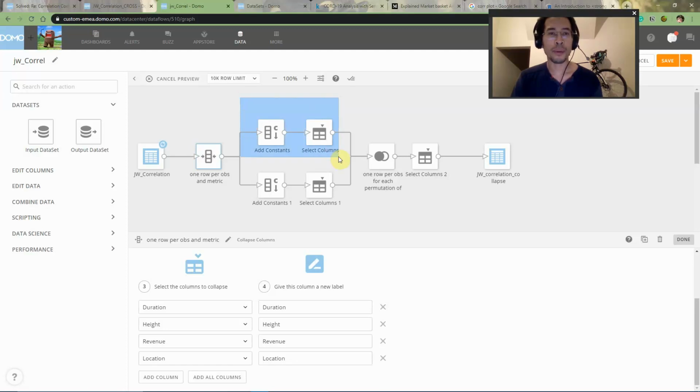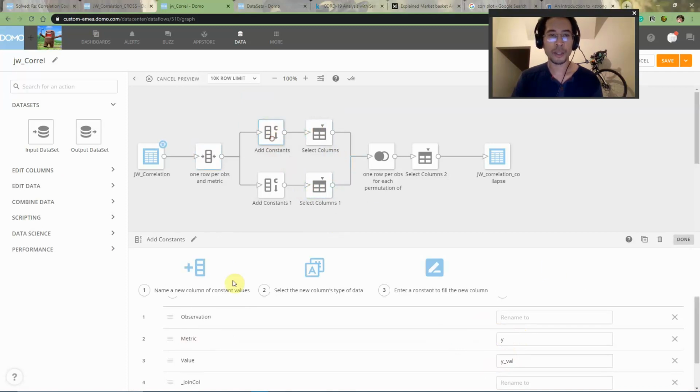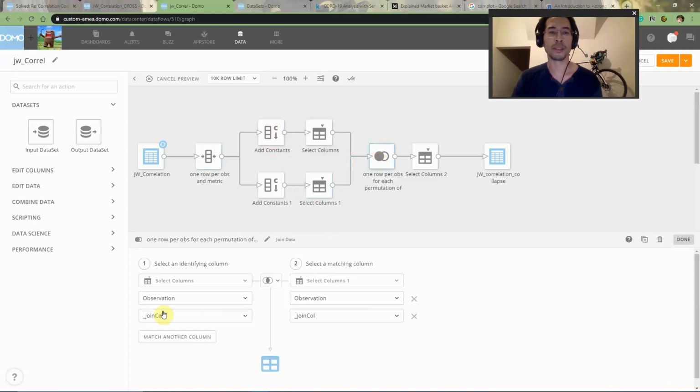Then I'm going to pull my data into streams, where I rename the metric column as X, and then I create a copy of the data set where I name the metric column as Y. I'll use my join column equals 1 method to do a cross apply. So join where the observations are the same, and then join where the joined columns are the same.